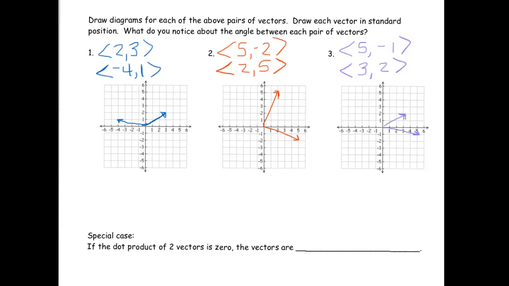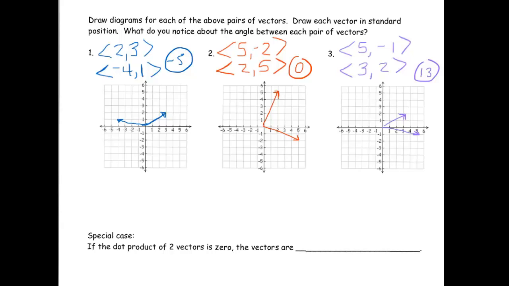What do we notice about the angle between each pair of vectors? And let's record the dot product. You probably have it above, but the dot product here was negative 5, right? So let's just write negative 5 here to remind ourselves. Negative 5. The dot product here was 0, and then the dot product here was 13.